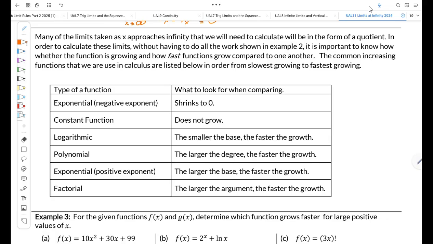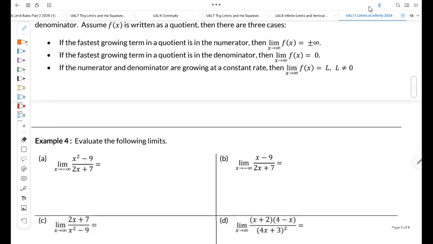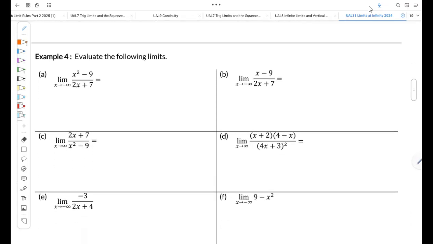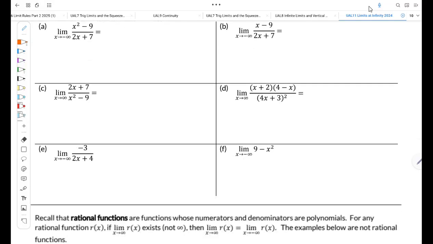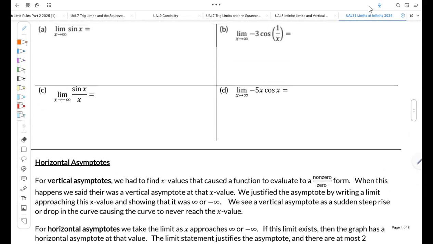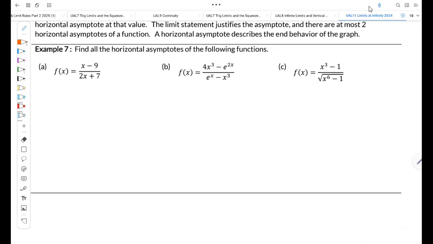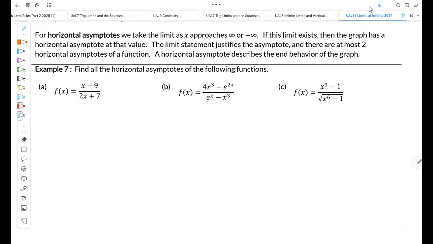So I'll start up there. We will do some really simple examples of deciding which the growth is, and then we will look at how we can use that to not have to do all of the work that I did in that example up at the top. From there, we will also look at horizontal asymptotes. So it'll be a decent sized video because this is a pretty big section.